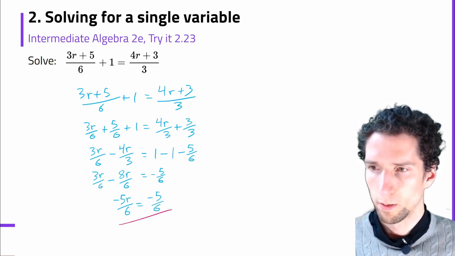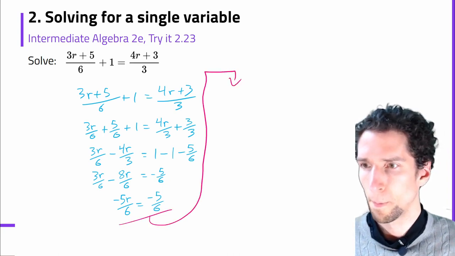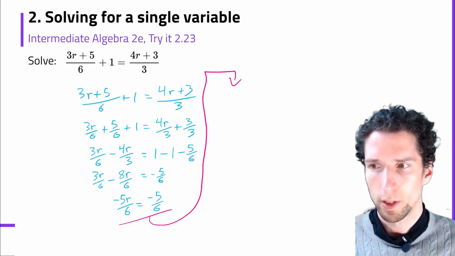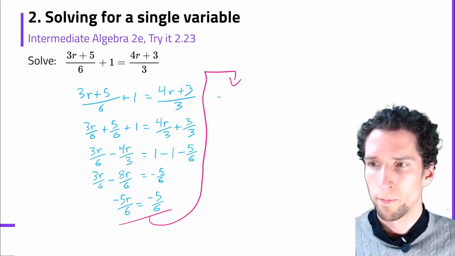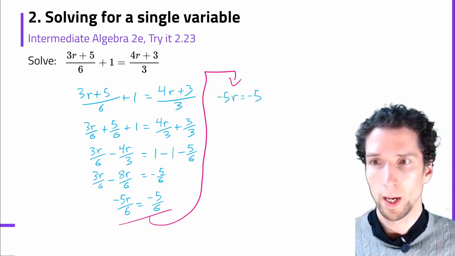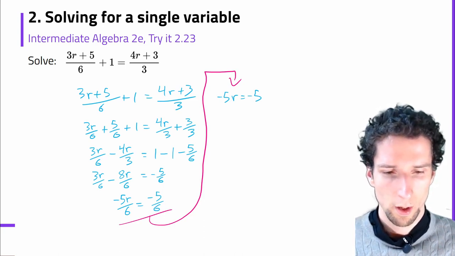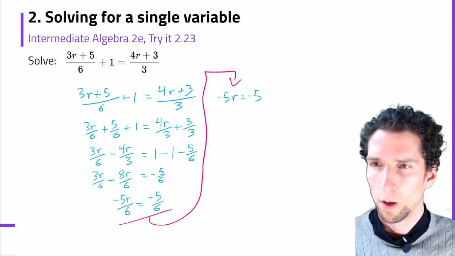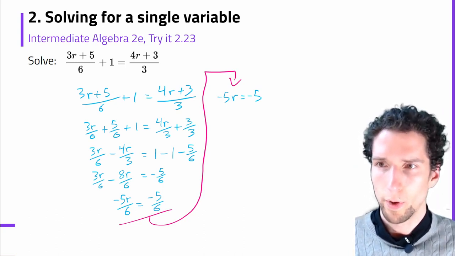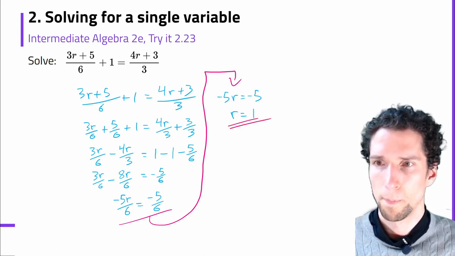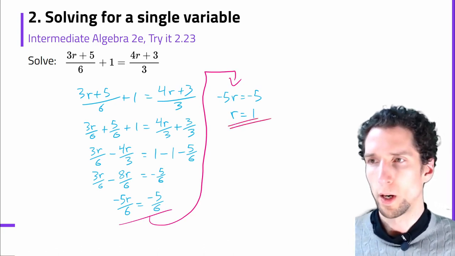Running out of space. Haven't had that happen yet. Okay, so I'm going to multiply both sides by 6, which just eliminates the fraction there at the bottom. So negative 5r equals negative 5. And then I will divide both sides here by negative 5. Negative 5 divided by negative 5 is just 1. So there is our result.